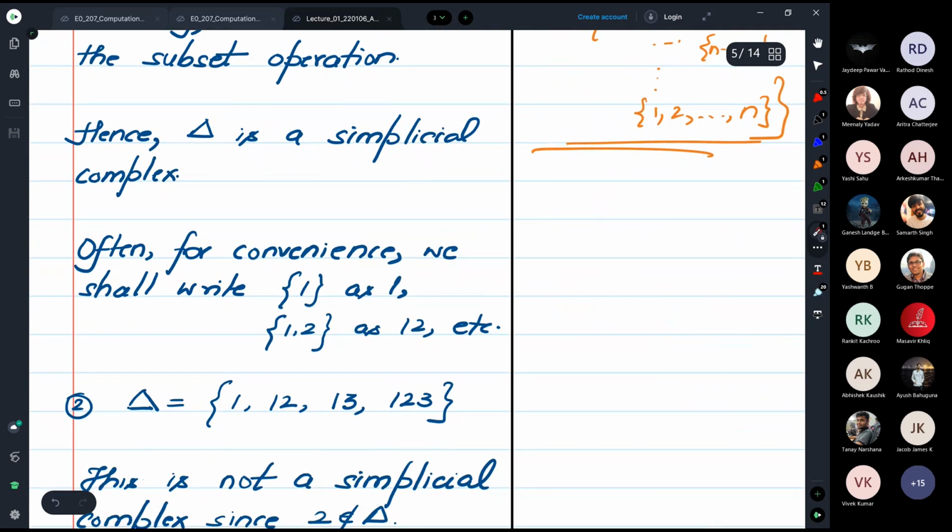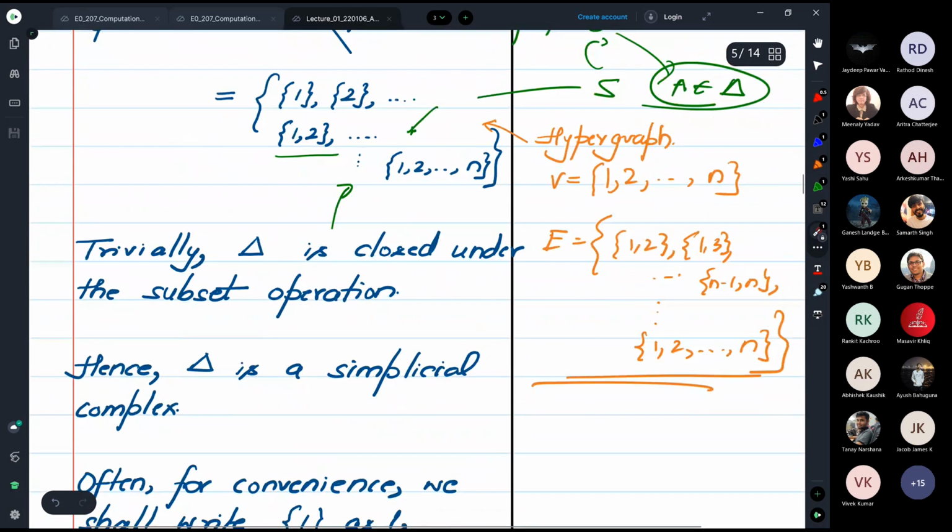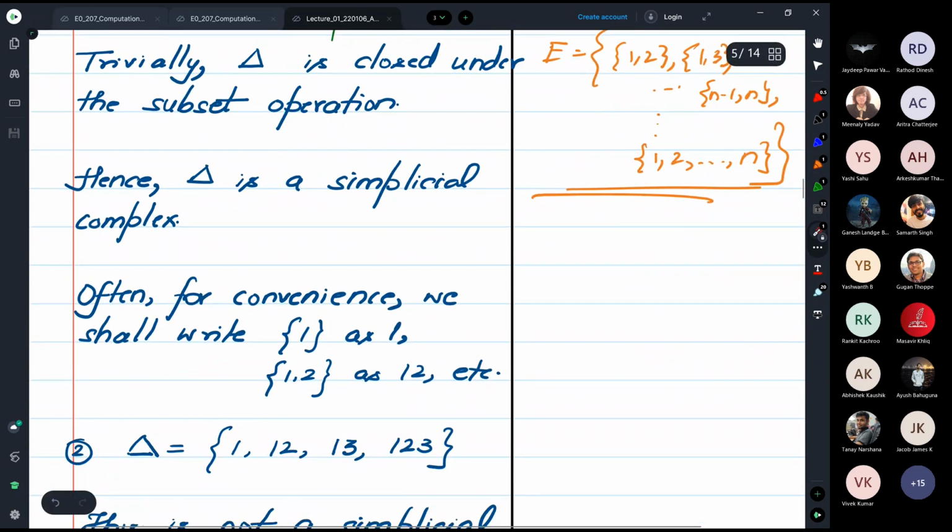Now often for convenience, I don't want to write these curly braces several times. On one hand, it complicates the discussion, and also it is a bit inconvenient to write it often. Hence I will write this set in a sloppy fashion as 1. So when I write 1, I actually mean this. Similarly, when I write 1, 2, I actually mean this set over here.